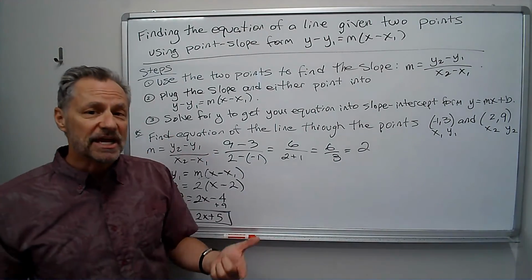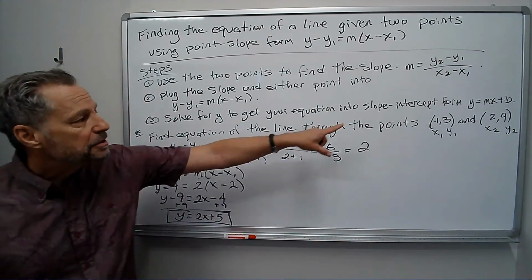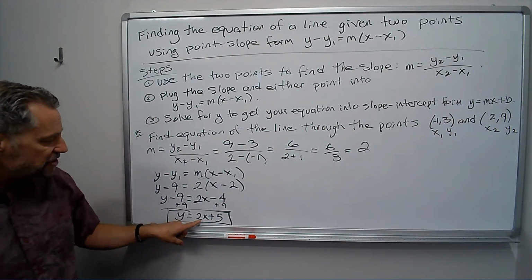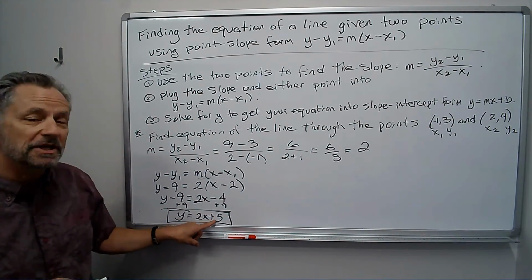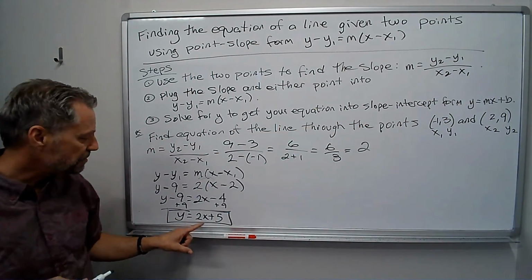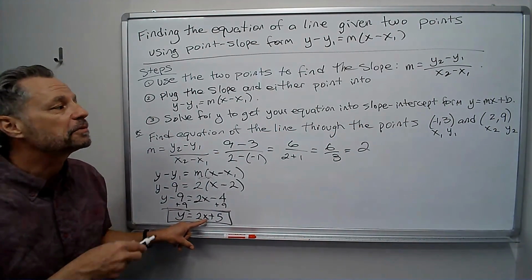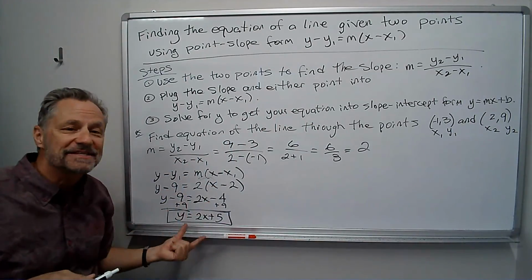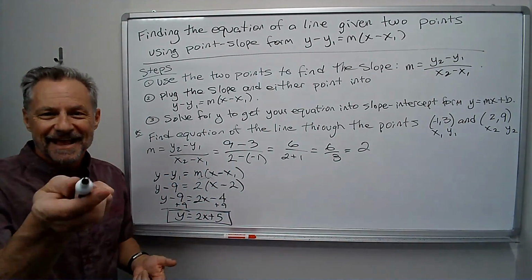Notice you can check your answers real quickly by plugging in the x value, make sure you get the y. So if I plug in x as -1, I get 2 times -1, -2 plus 5 is 3. Yeah, that's the y value. That point's on the line. Check the other one. If I plug in 2, 2 times 2 is 4, plus 5 is 9. Yeah, that's the y value. I know both those points are on this line. I know I have the right equation, and I have the right answer.